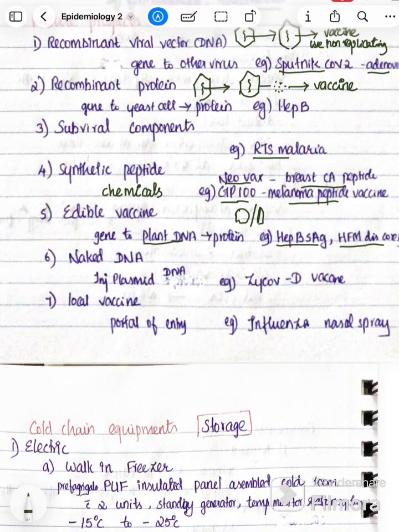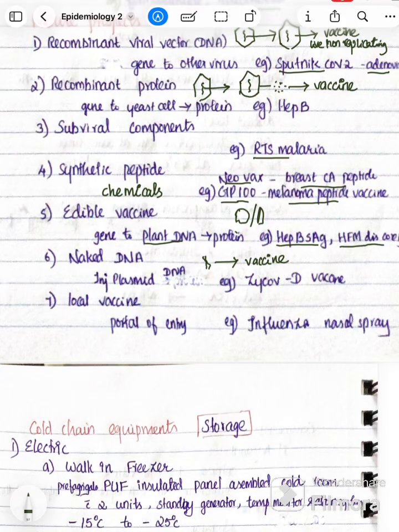Naked DNA. So here only the part of the DNA will be inoculated into or injected into human as a vaccine. Example, ZyCoV-D vaccine is a naked DNA vaccine.